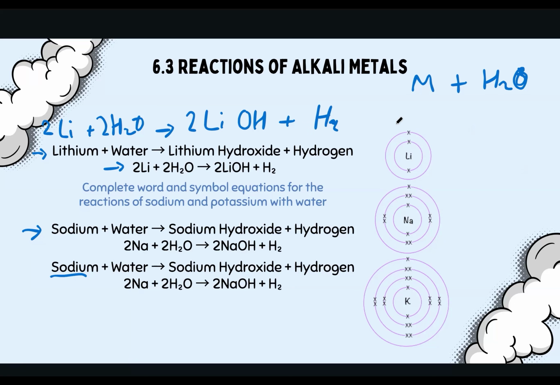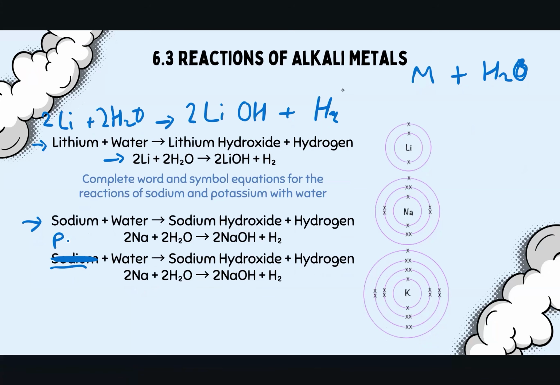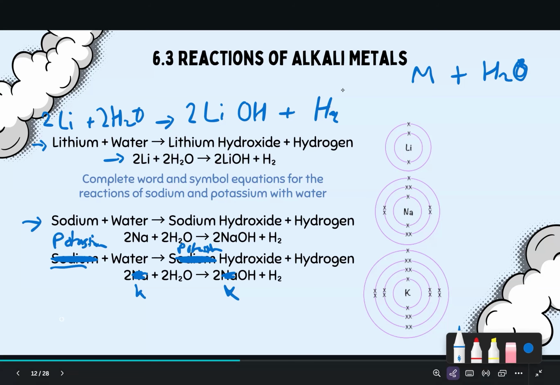Fantastic. Okay. So look, all we're doing is, instead of sodium, we're reacting potassium. Instead of sodium, we just put the word potassium. So here, instead of sodium, we're just going to put a K. Instead of sodium, we're just going to put a K. So if the question says, what happens with rubidium and water? Exactly the same. Rubidium plus water makes rubidium hydroxide plus hydrogen.